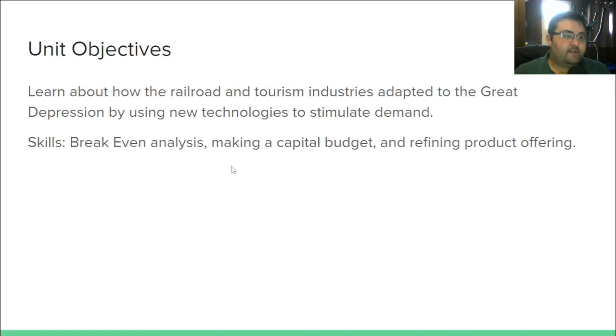So our unit objectives are going to be learning about how the railroad and tourism industries adapted to the Great Depression by using new technologies to stimulate demand. And the skills we are going to be learning in this unit are a break-even analysis, making a capital budget, and refining your product offerings, which will relate back to the course's longer-term project of writing a business plan.